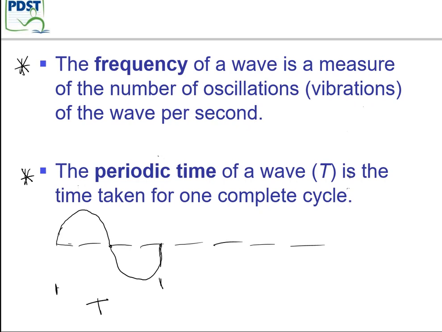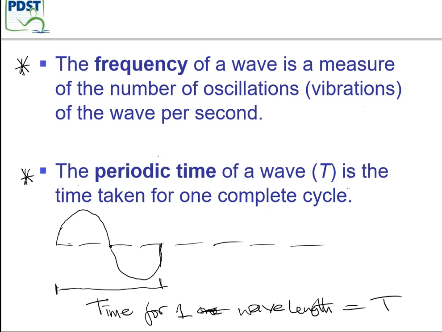So periodic time is given as T. So this is a wavelength, and the time for one wavelength is called periodic time, which is T. So it is the time for one cycle of a wave. If I start from here and then start counting, the time I get here, I count how many seconds. Usually it is maybe a millisecond or a nanosecond for just one period.